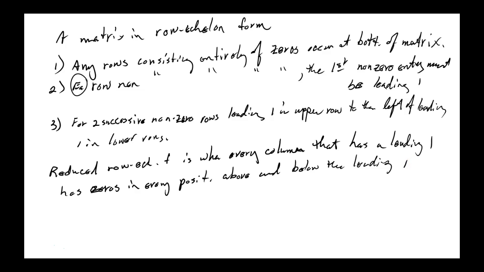Just to reemphasize it, to be in row echelon form, every leading one has zeros below it. To be in reduced row echelon form, every leading one has zeros below and above it. That leads to the second thing we do here. When we get it in row echelon form, we use Gaussian elimination and back substitution. When we get it in reduced row echelon form, that's when we do Gauss-Jordan elimination, and we'll get to that next.